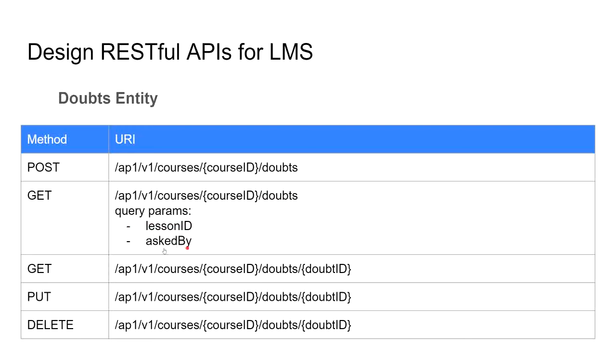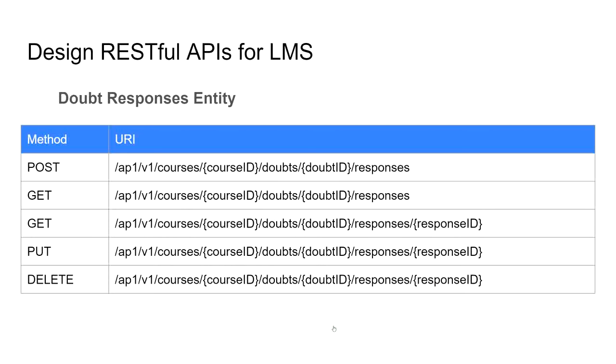And then you could also have an asked by, where a user might be interested in knowing all the questions they asked for this lesson or for this course, something like that, right? So asked by and lesson IDs are useful query params. Other filters also, based on what other fields you have, you can provide. Then you want to get a specific doubt, let's say we have a doubt ID, then you could reach that doubt using this URI. You want to update a doubt, you want to delete a doubt, so you could use get, put, delete APIs.